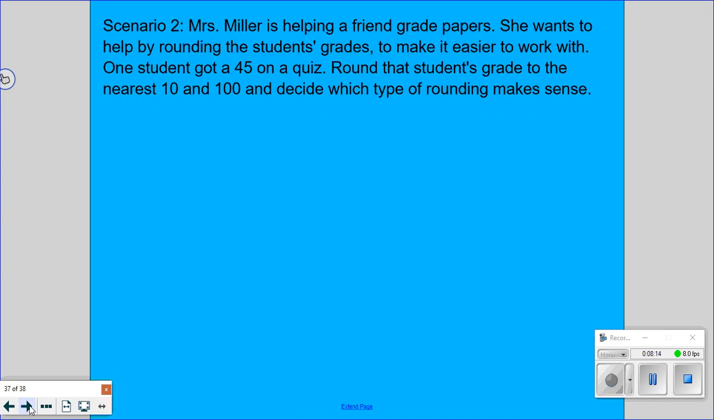Part 2 says, Miss Miller's helping a friend grade papers. She wants to help by rounding the student's grades to make it easier to work with. One student got a 45 on a quiz. Round that student's grade to the nearest 10 and 100 and decide which type of rounding makes sense. All right, I know some of you are still working on this problem. I'm going to give you about 5 more minutes to work with your partner if you're still working. If you're done working, you're in those yellow cards in your notebooks. Go ahead and start wherever you are.